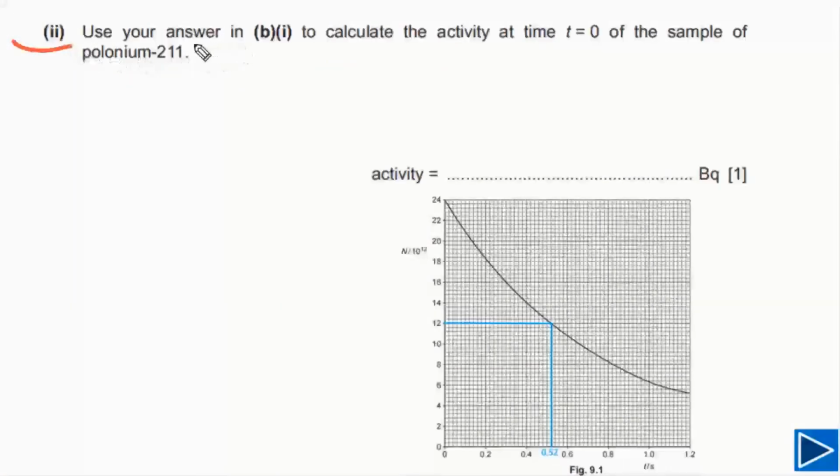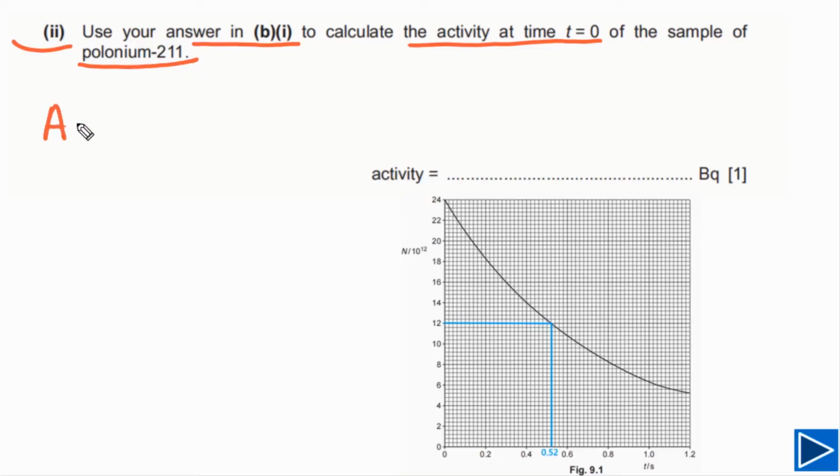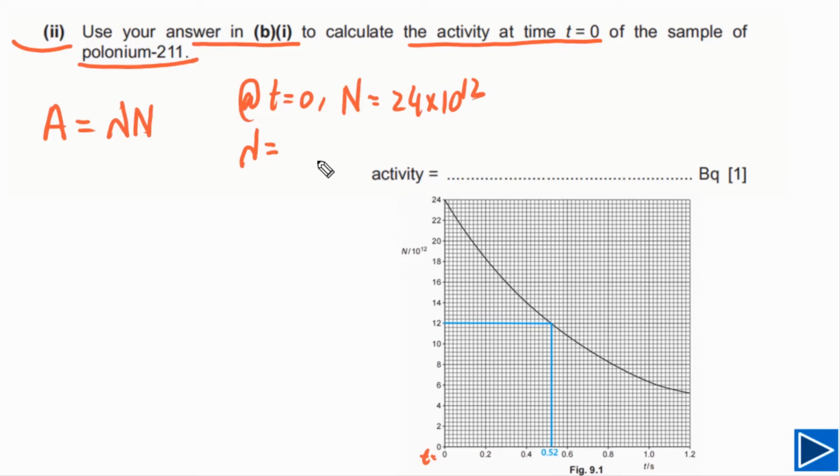For the second part, we need to use the answer from B1 to calculate the activity at time t equal to 0 of the sample of polonium 211. Activity is equal to lambda times N. We have to calculate activity at time t equal to 0. So here we have time t equal to 0, and at t equal to 0 the number of nuclei is 24 times 10 to the 12. And the value of lambda we calculated in part B1, that was equal to 1.3 per second.